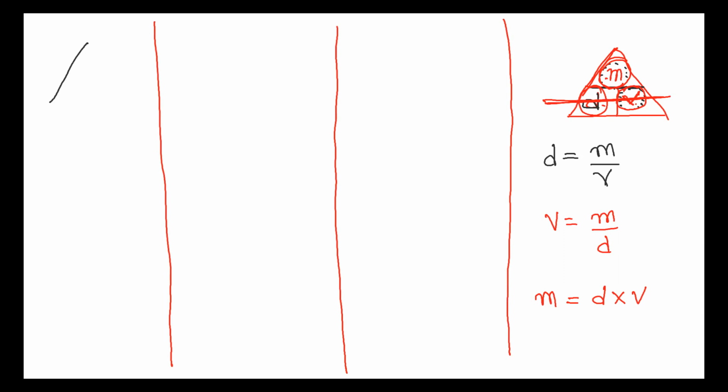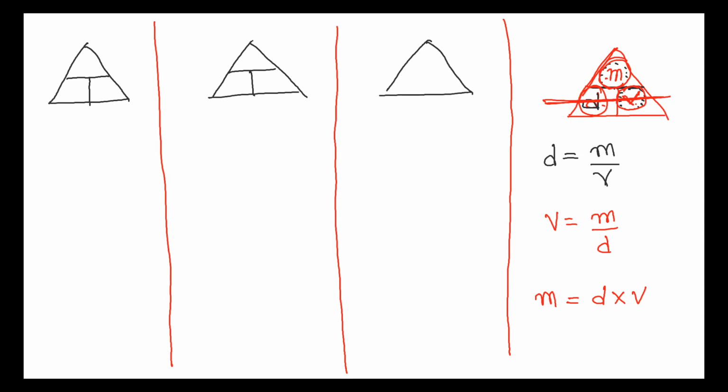Let's make this triangle like this. Now we write D equals M by V. D is equal to M in the numerator, V in the denominator. D is equal to M by V.